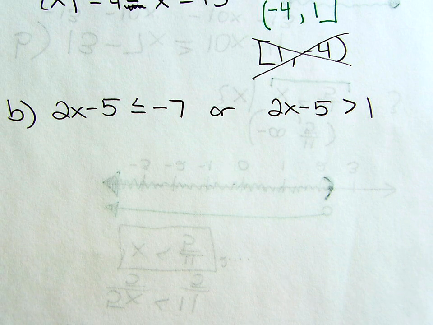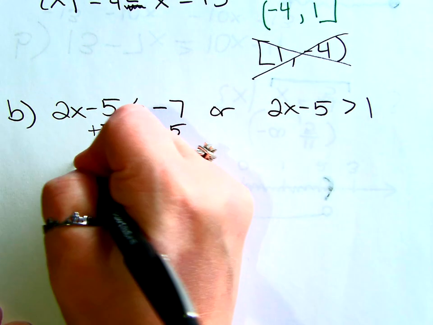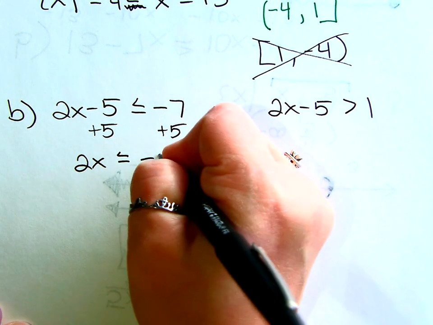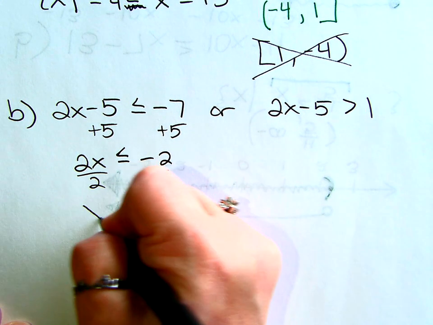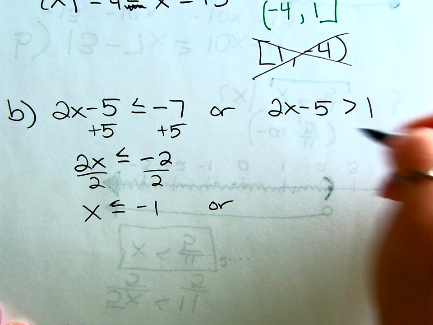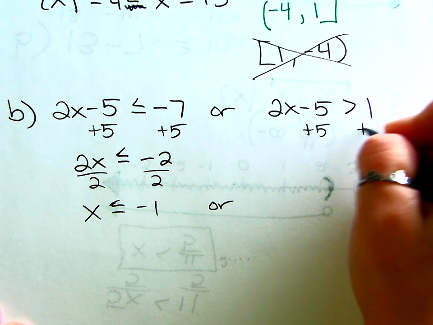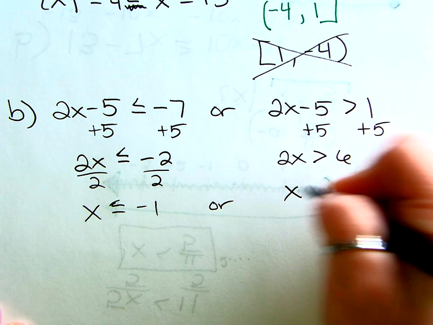I would add the 5, giving me 2x is less than or equal to negative 2, divide by 2. x is less than or equal to negative 1. Or, do the exact same process with our other inequality. 2x is greater than 6. x is greater than 3.